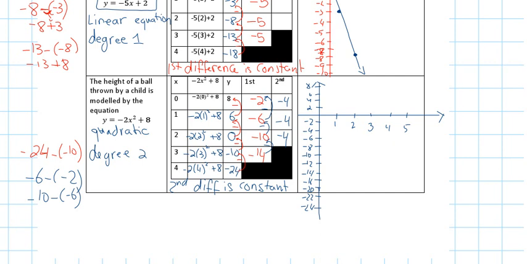So my first point is going to be 0, 8. That's going to be 1, 6, 2, 0, 3, negative 10, and then 4, negative 24. So if I'm going to draw this as a linear function, it's not going to fit the other 2 points. So this is going to force me to go into a curvy function.